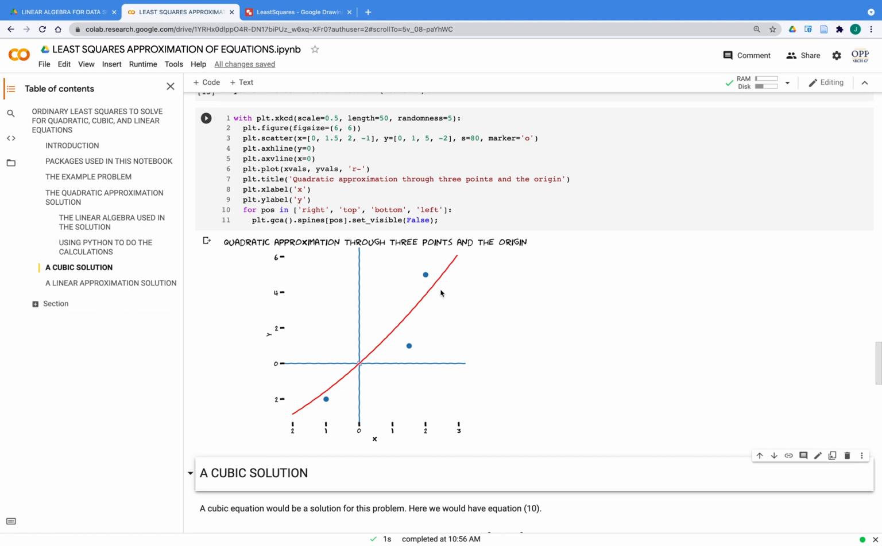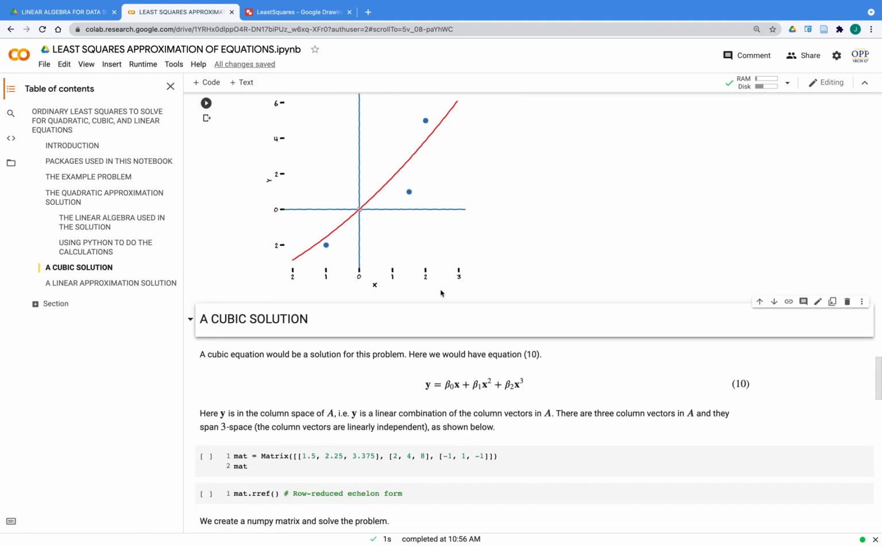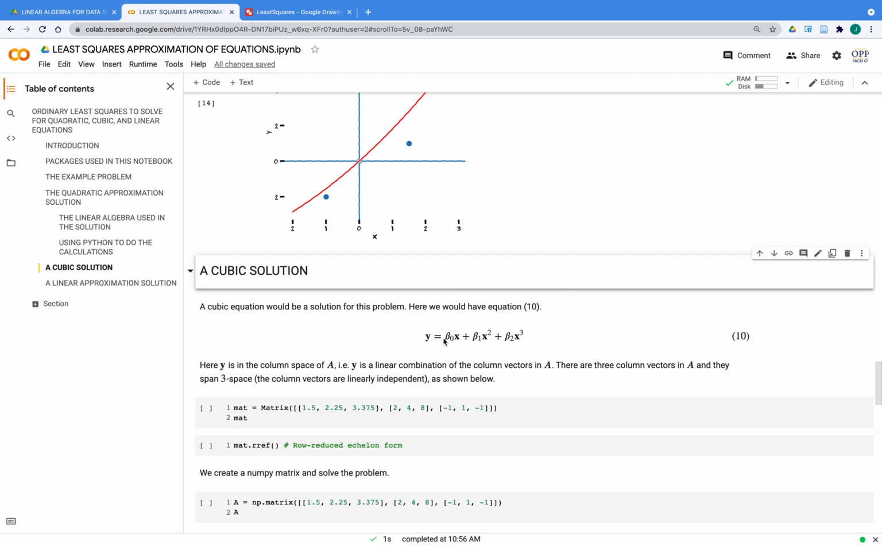Now, if we bump this up and we make this a cubic, if we try a cubic approximation, we're actually going to get a cubic solution, a cubic equation that is going to go through all 3 points. Let me show you. Once again, in equation 10, if we set up this problem, we're going to have x plus x squared plus x to the power 3. So it's going to be a third order polynomial. So they'll make it a cubic equation, and it's going to solve.